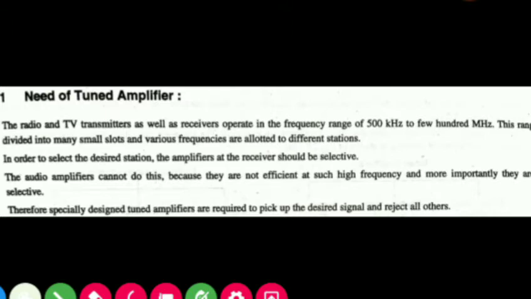The next point: the audio amplifier cannot do this because they are not effective at such high frequency, and more important, they are not selective.